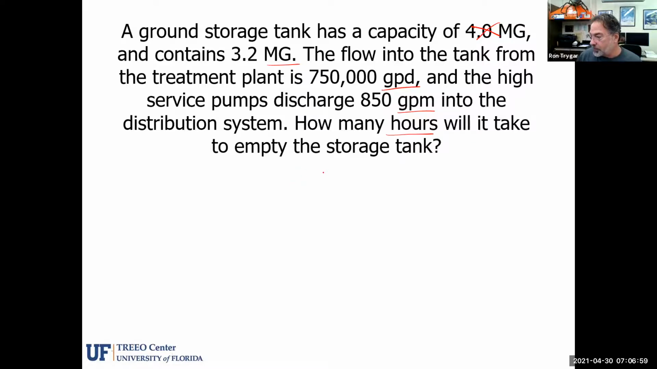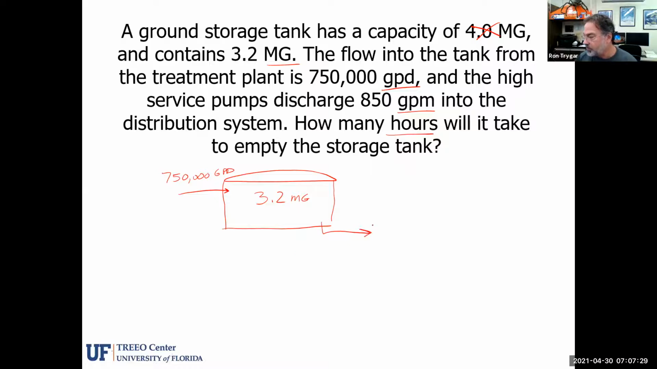So let's do something like this. I want to draw a little circular tank here. This is going to be a cylindrical tank, just to keep everything straight in our mind. In this cylindrical tank, we know right now we've got 3.2 million gallons, and we're flowing into the tank at 750,000 gallons per day. So I'll put that here. And we're flowing out of the tank into the water distribution system at 850 gallons per minute. I like to draw pictures because it helps me keep everything straight.